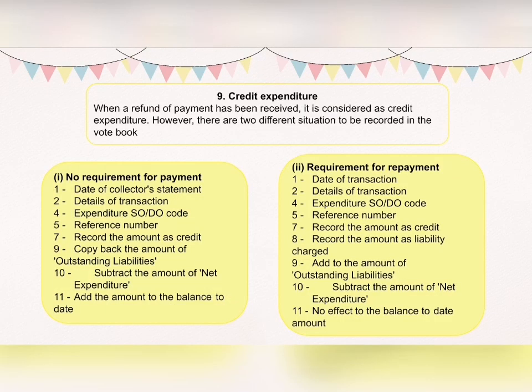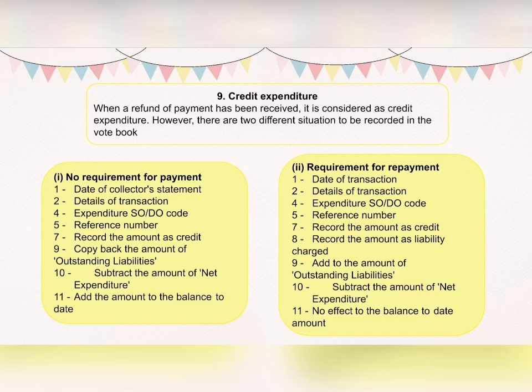Transaction number 9 is credit expenditure. When a refund or payment has been received, it is considered a credit expenditure. However, there are 2 different situations to be recorded in the vote book. The first situation is when there is no requirement for payment. If there is no requirement to repay credit expenditure in the future, the vote book involves columns 1, 2, 4, 5, 7, 9, 10, and 11. For example, transactions like personal telephone charges, which are not payable by the government.